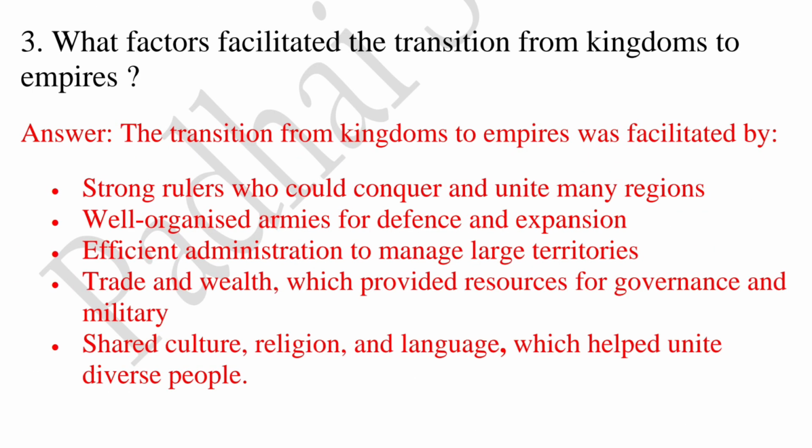Question number 3. What factors facilitated the transition from kingdoms to empires? Answer. The transition from kingdoms to empires was facilitated by strong rulers who could conquer and unite many regions, well-organized armies for defense and expansion, efficient administration to manage large territories, trade and wealth, which provided resources for governance and military, shared culture, religion, and language, which helped unite diverse people.